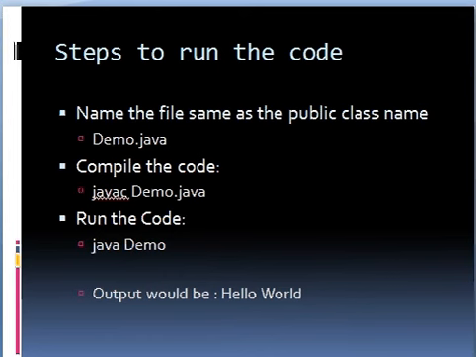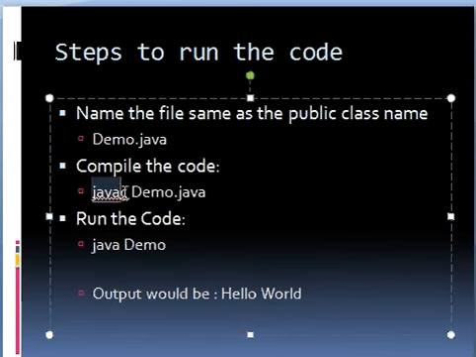The next step is to compile the code. To compile the code, the command is javac followed by the file name. So javac followed by Demo.java. The code will get compiled. Next, to run the code, we run the Java interpreter. The command for Java interpreter is java followed by the main method class name without the extension. So the output of the previous code would be hello world.